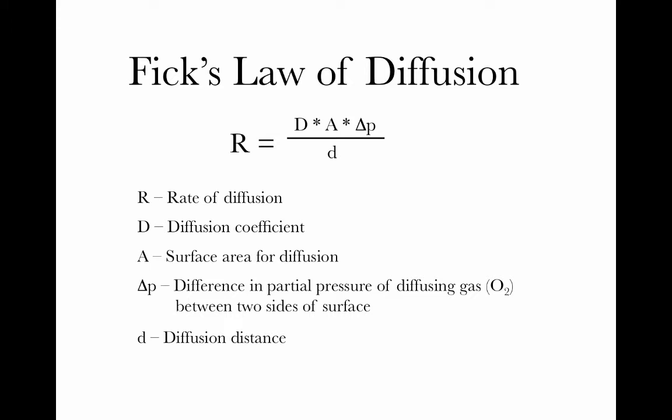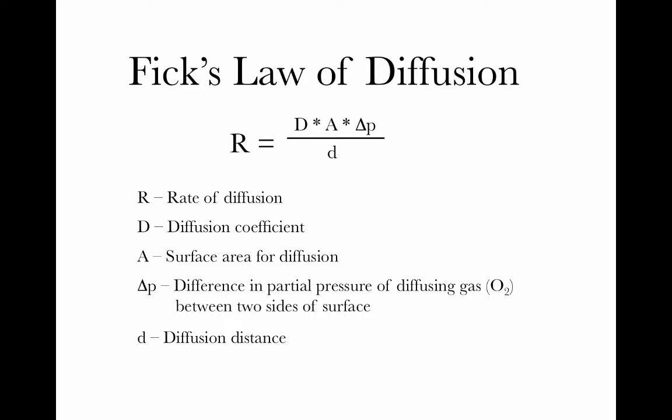So let's first just take a look at the different variables in Fick's law of diffusion. Again, this is describing the rate of diffusion. The capital R refers to that. The capital D is a diffusion coefficient. It's going to have to do with the medium that diffusion is occurring in, the temperature, different aspects. We're going to treat this more or less as a constant with respect to the different adaptations of vertebrates, so we're not going to talk very much about that diffusion coefficient.